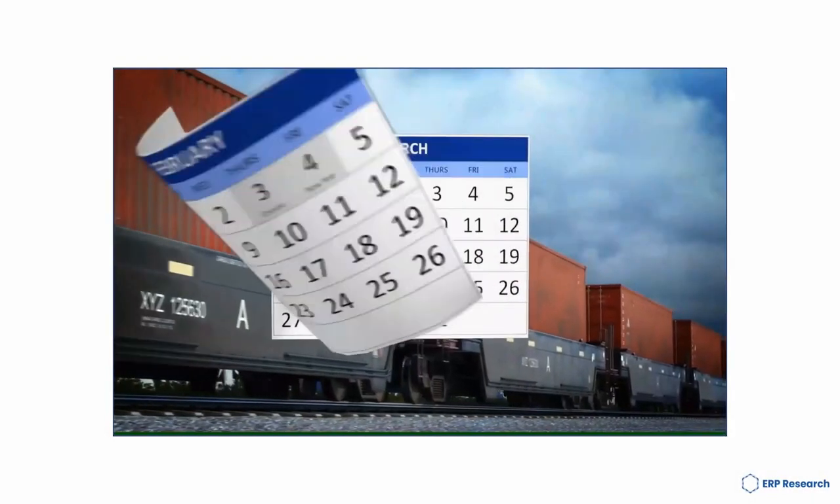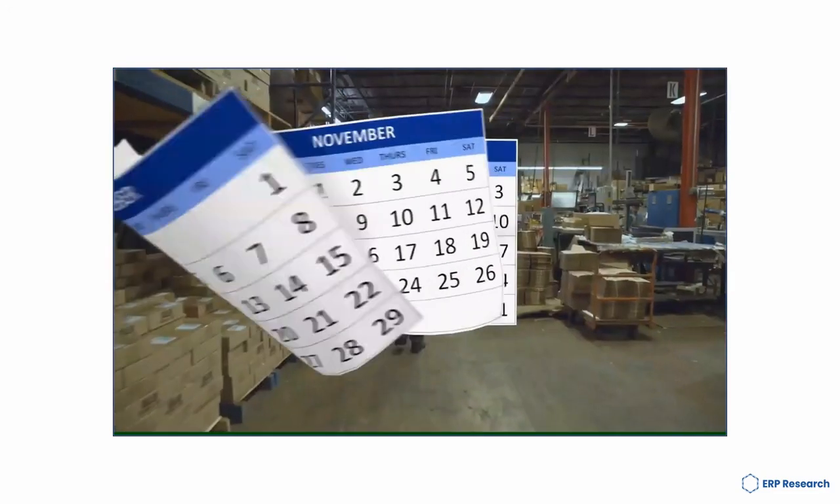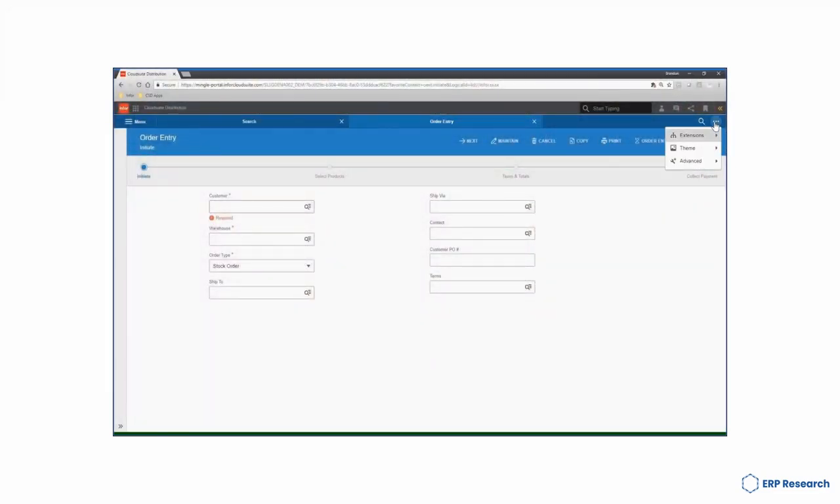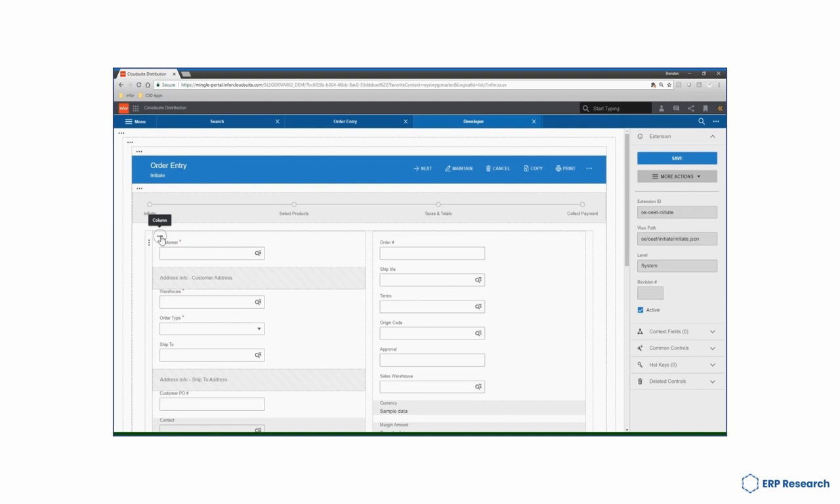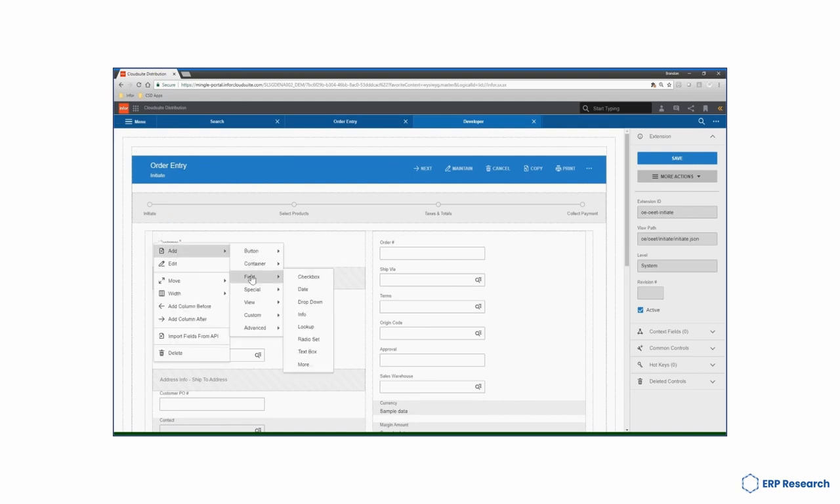Infor Syteline or CloudSuite Industrial can be deployed in the cloud as a software as a service ERP or as an on-premises solution, and can be delivered to your users' browsers by the Infor Mongoose platform. It can also be deployed on private cloud, which makes for fewer internal IT resources needed to maintain your ERP system.